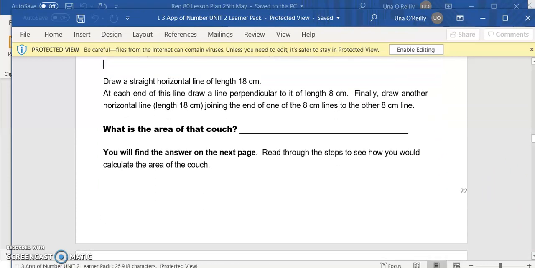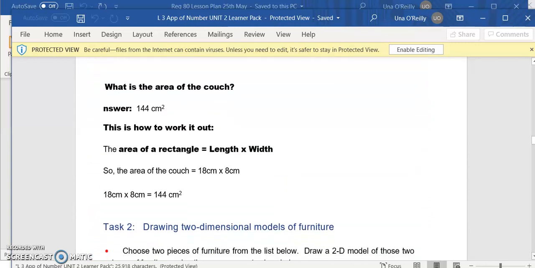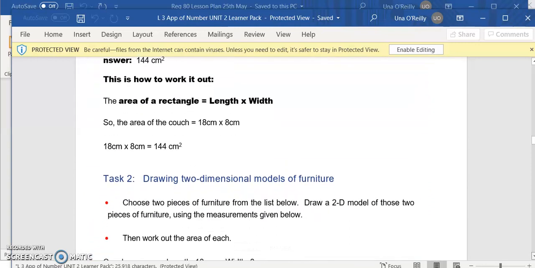Now it's asking you what is the area of that couch, and you'll be able to see the answer on the next page, but I expect you know how to do that at this point, so give it a shot and see what you get. And remember, you can use your calculator for this. It doesn't have to be worked out longhand. Okay, so it gives you the answer and then how to work it out.